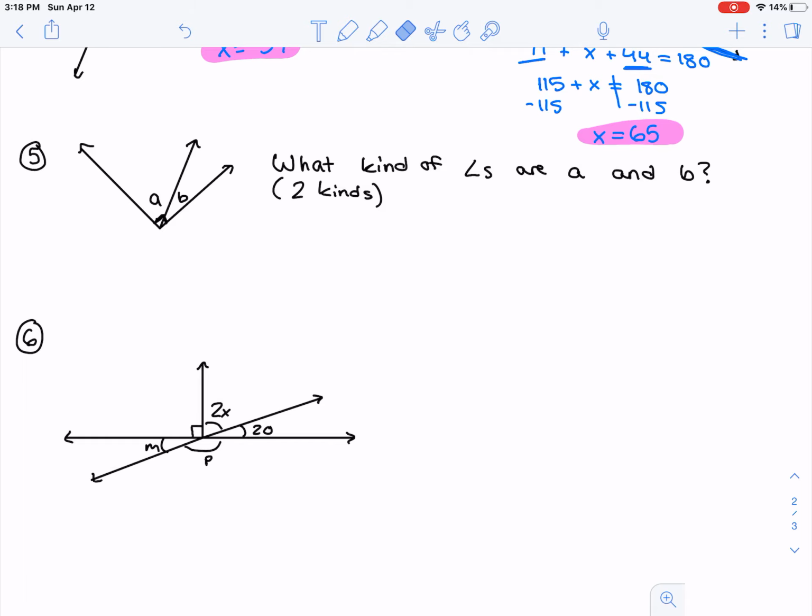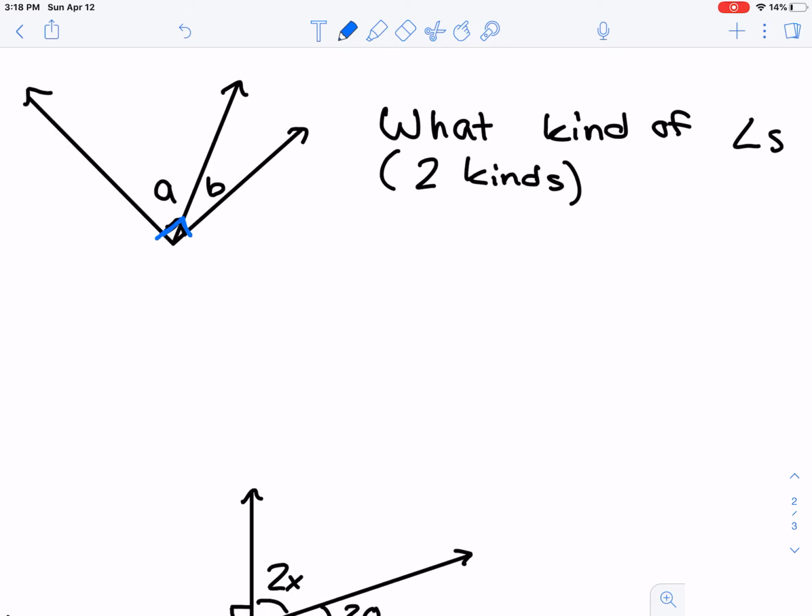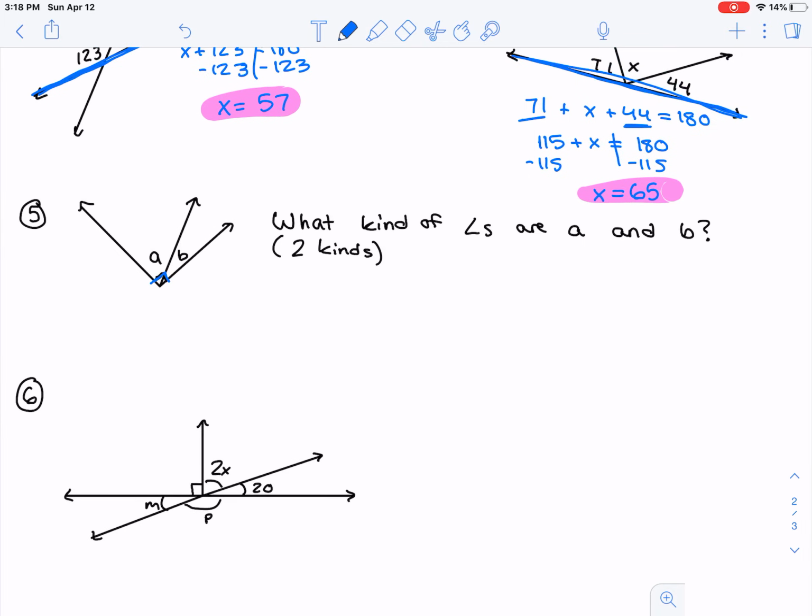So A and B, notice right away, we have this little square. So right away, we know that that's 90 degrees. So what kinds of angles add up to 90 degrees? That's complementary. So we know right away that they're complementary, but I did mention that these are 2 kinds of angles. So notice they both share a vertex right away. They both also happen to share one side. So they are also adjacent angles. So you have to be careful. They can be multiple different kinds, okay?